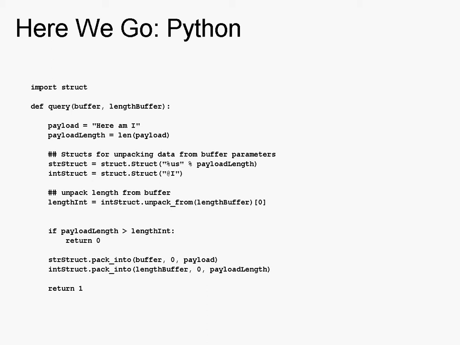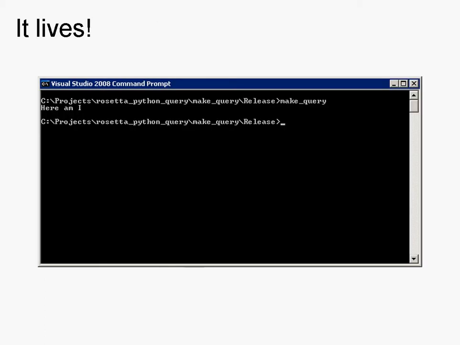Next, we unpack the length from the buffer, and we react accordingly. If the buffer length is less than the payload length, we return 0. Next, we pack our payload and our length into the appropriate buffers and return 1. And it works.